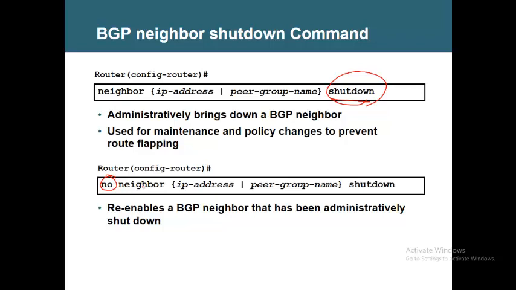You see? Shutting down a neighbor and saying no shut reduces your work. Instead of removing and cancelling all the configuration bound to the neighbor, you can simply shut down. All those policies go inactive for that neighbor. And when you re-enable the neighbor, all the policies that were attached to the neighbor get enabled again.